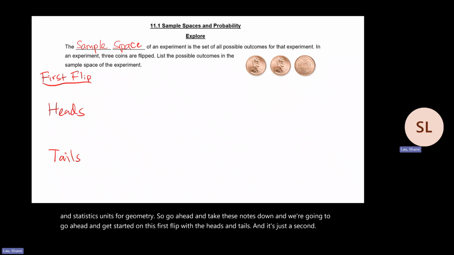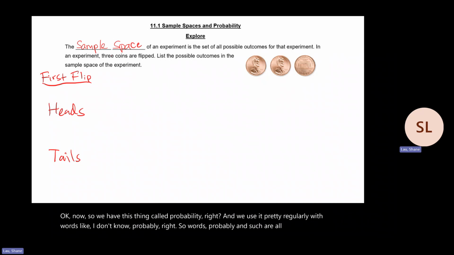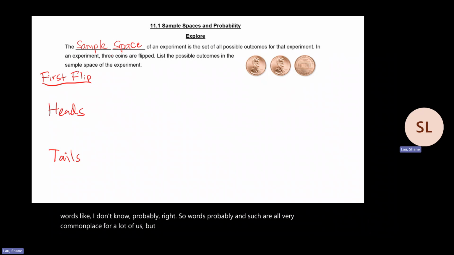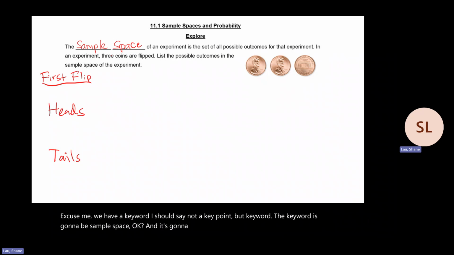Now, we have this thing called probability, right? And we use it pretty regularly with words like, oh, I don't know, probably. Words like probably are very commonplace for a lot of us. But here we have a keyword. The keyword is sample space, and it's the set of all possible outcomes in an experiment, no matter what the experiment is. So in this case, we're looking at 3 coins that are flipped, and we're trying to figure out what the possible outcomes are.